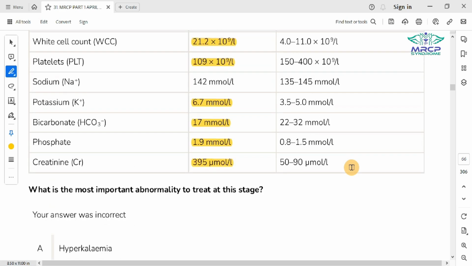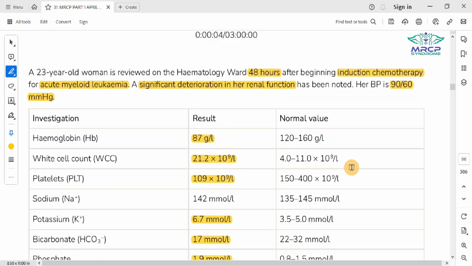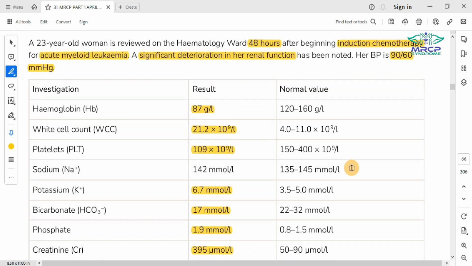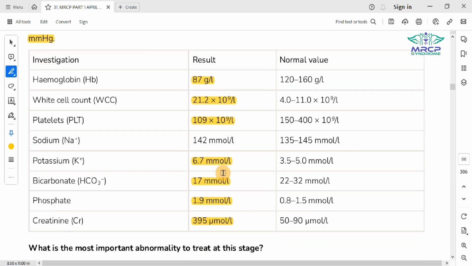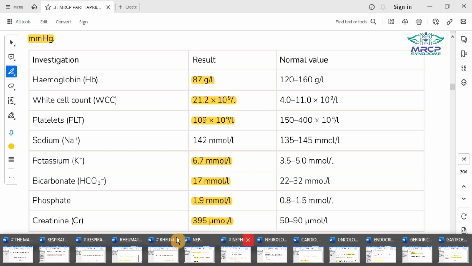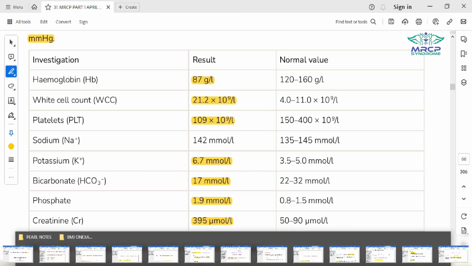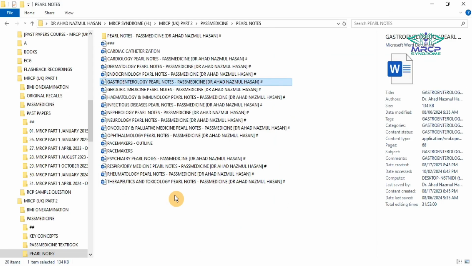Hyperkalemia? So the most likely diagnosis following the induction chemotherapy is tumor lysis syndrome. This is TLS, tumor lysis syndrome. Tumor lysis syndrome usually comes with a long list of abnormalities, but which electrolyte abnormality is the most concerning? This is hyperkalemia.